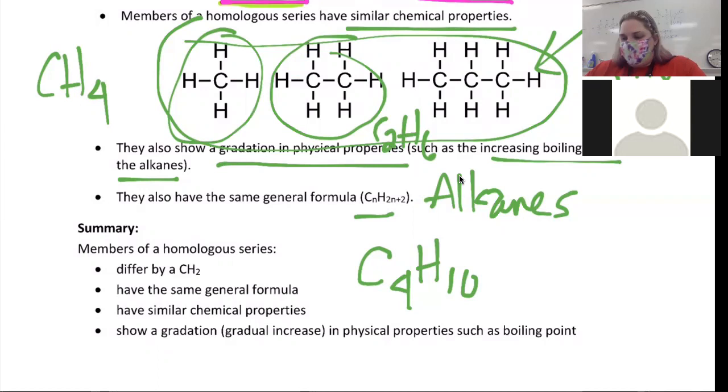So to wrap up the homologous series topic, they differ by a CH2 group. The general formula is the same, but they're going to be either longer or shorter chains because you're going to have more or less CH2s. They have similar chemical properties, but they show a gradual increase, a gradation, in physical properties such as boiling point, and that's due to the larger molecules having a larger molar mass.